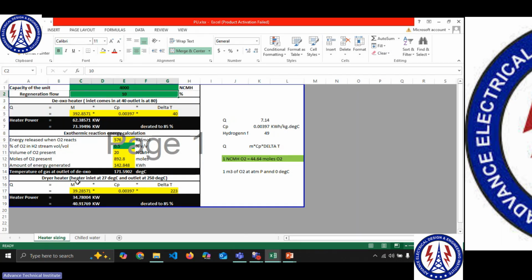So I know 171 plus 80. It is not that direct calculation. The temperature of gas at outlet is 171, and the temperature was already 80 degrees. From 80, I need to have a delta. So 80 is the starting temperature, delta we are finding out, and 80 plus delta will be my current temperature, right?